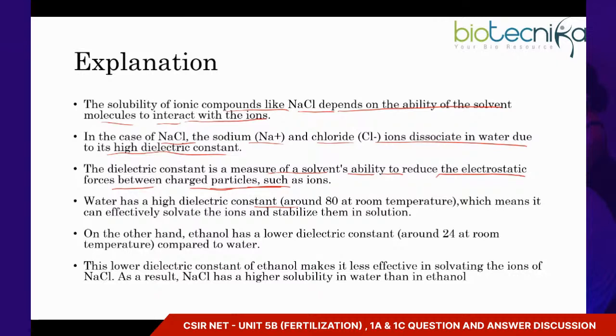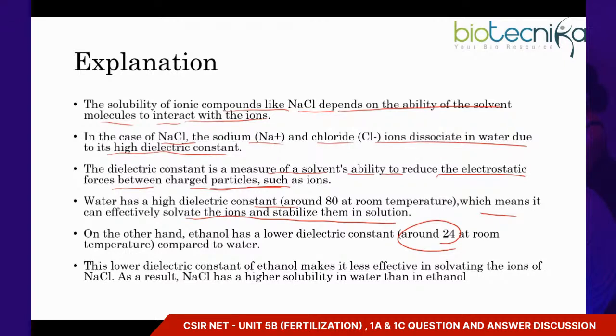Water is able to reduce the electrostatic forces between Na and Cl. Got it? So it means it can effectively solvate the ions and stabilize them in solution. But ethanol has a lower dielectric constant, around 24, right? Compared to water, so that's why it is less. This low dielectric constant of ethanol makes it less effective in solvating the ions of NaCl.